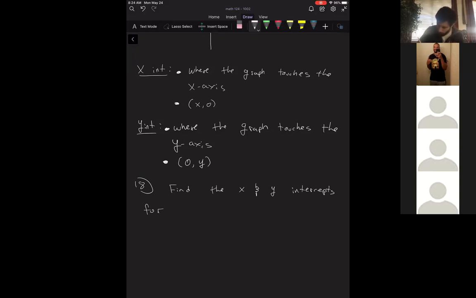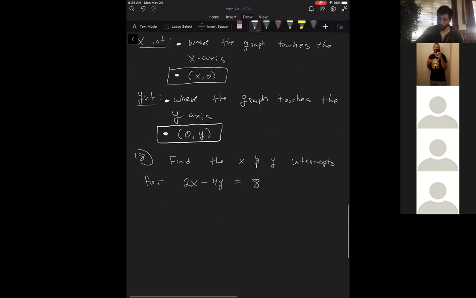2x minus 4y is equal to 8. So let's think about how we can do this without a graph. If we look above, what's really important is going to be these things in boxes I have right here. This is the best way to think about an x and a y intercept. It's a point. And it allows us to actually solve for the x and y intercept if we're just given an equation. So let's start with the x-intercepts.